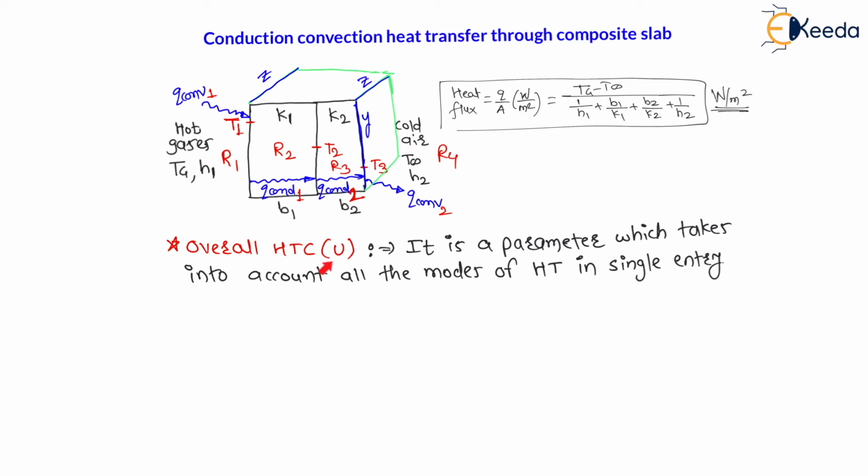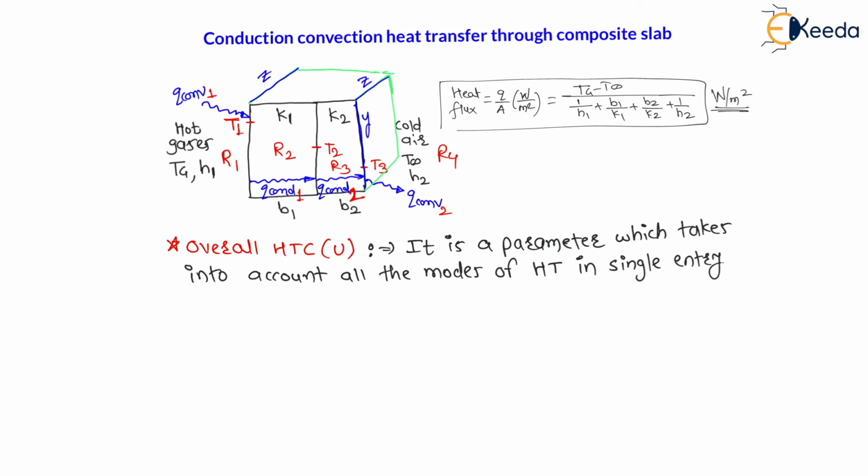Now, for finding the overall heat transfer coefficient, we have to consider the total temperature difference. That's why I am considering this formula. The overall heat transfer coefficient is a parameter which takes into account all the modes of heat transfer in a single entry. That means there is convection, there is conduction, there is conduction, there is convection. All these heat transfer modes, this U considers in a single entry. That is, the effect of H1, K1, K2 and H2 are all considered in a single entry. This is called the overall heat transfer coefficient.